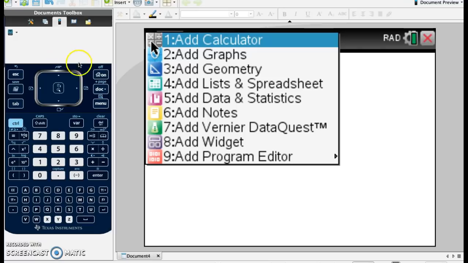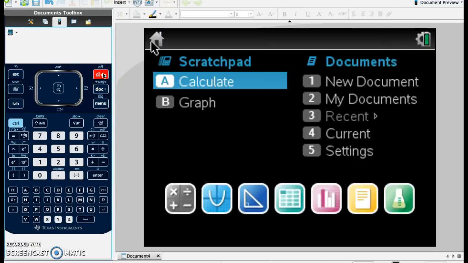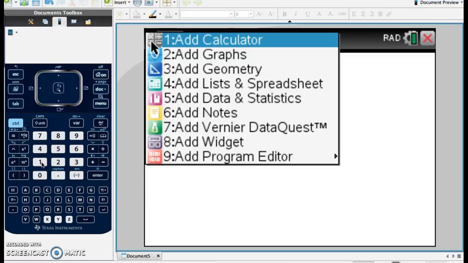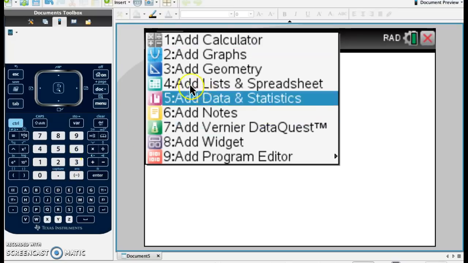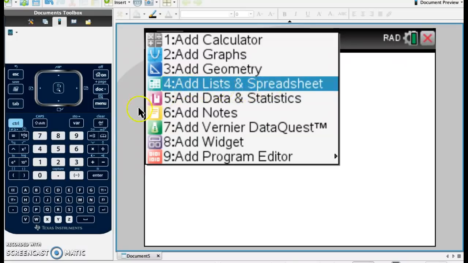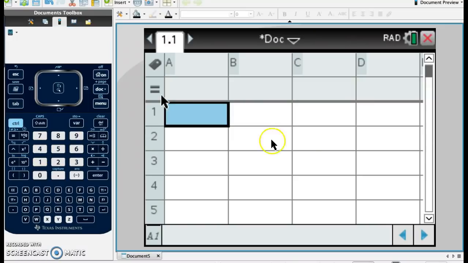So first thing we want to do is go home and we want to add a new document. And if you're asked to save, select no, never save that information. And we want to add a list in a spreadsheet. So that is number 4. So pick number 4. And then in here is where we're going to input or type in our data.